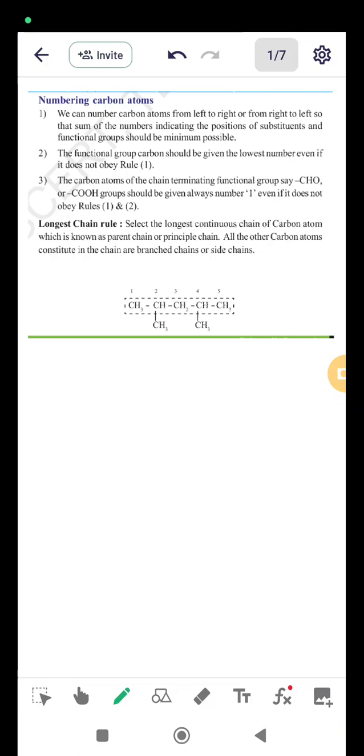So we started a series on how to name organic compounds as per IUPAC. In part 1 we learned some rules, and here we are going to learn some more rules. Today we are going to learn how to number carbon atoms.